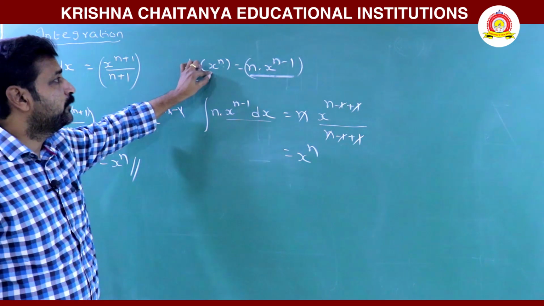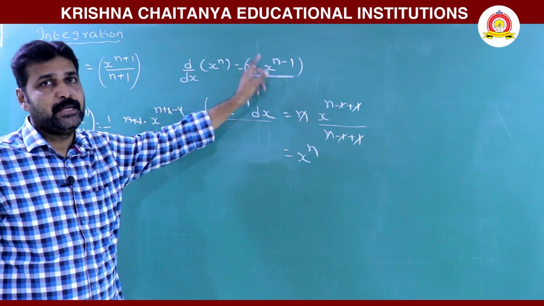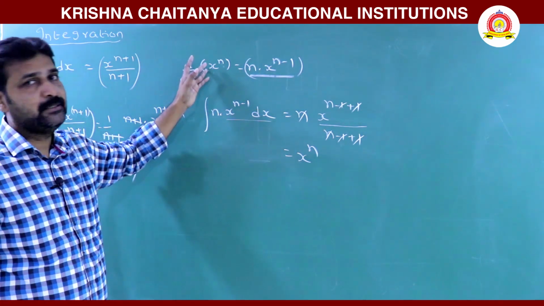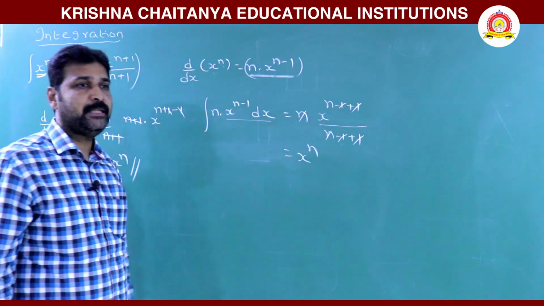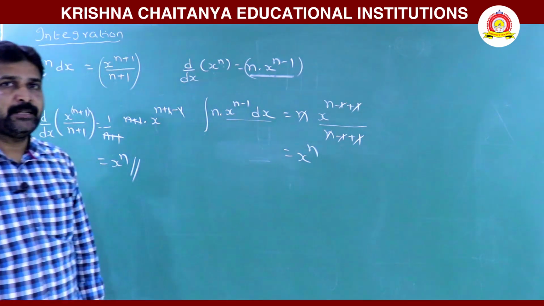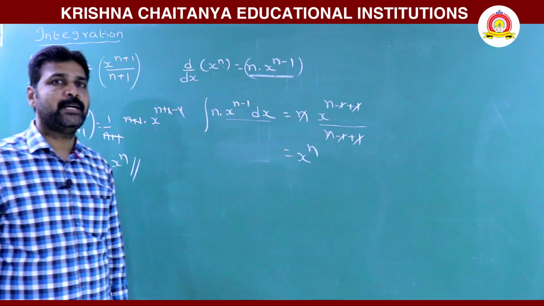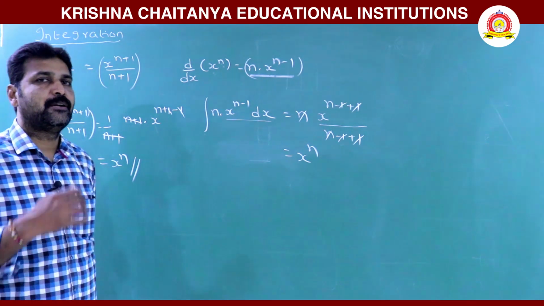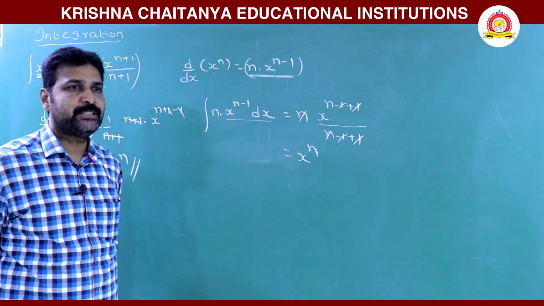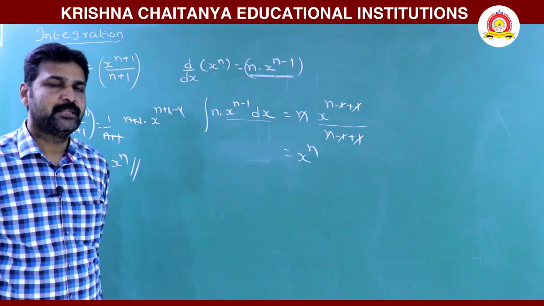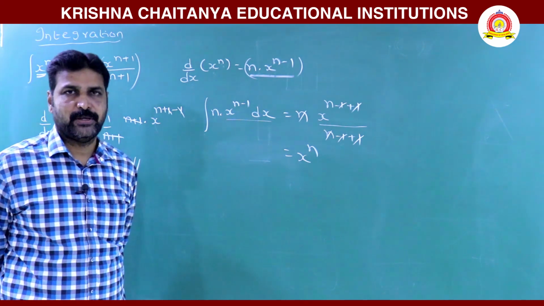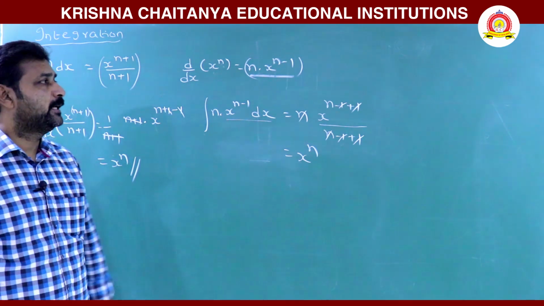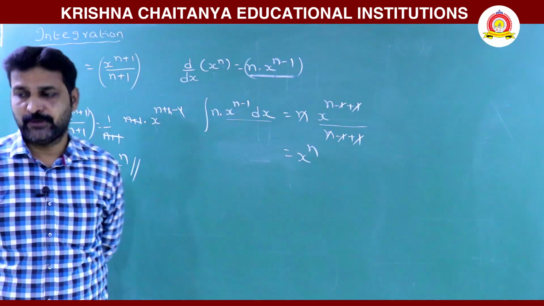Similarly, if this is differentiated, you are getting this one. If it is integrated, again you are getting the first value. Like that, the values obtained in differentiation, if they are integrated again, you will get the first value. Similarly, the values you obtained in integration, if they are differentiated, you will get the first value. So this is the relation between integration and differentiation.